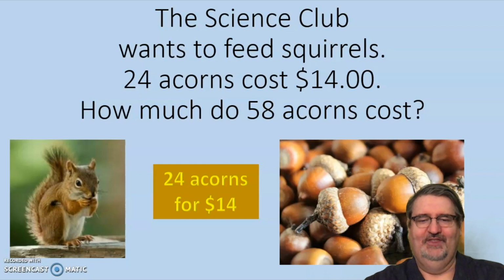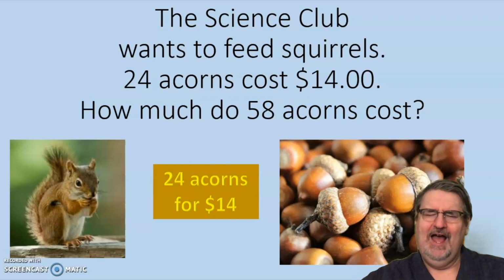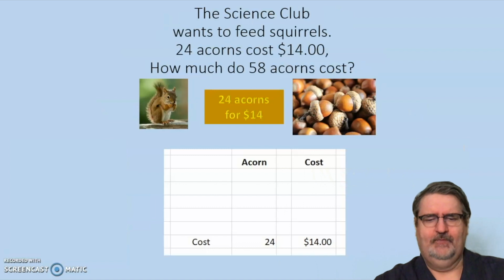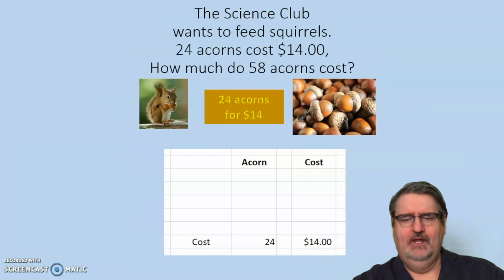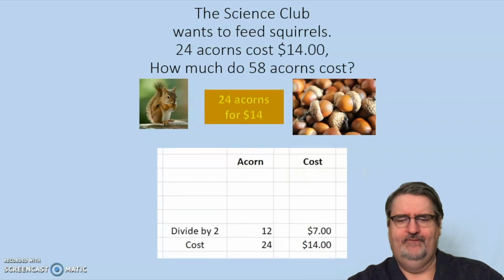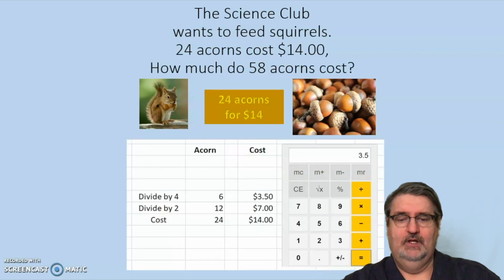Well, let's look at this one. The Science Club wants to feed squirrels. 24 acorns cost $14. How much do 58 acorns cost? We're going to use a chart, and we have one column for acorns and one column for cost. 24 acorns, $14. When we divide by 2, a common factor, we get 12 is $7. When we divide by 4, we get 6 acorns or $3.50.